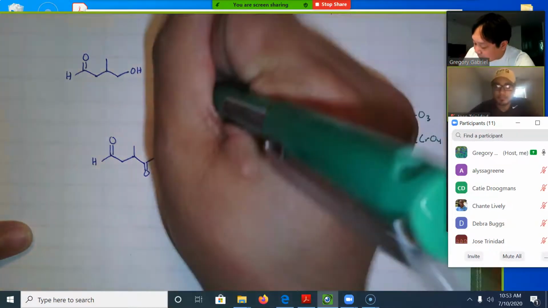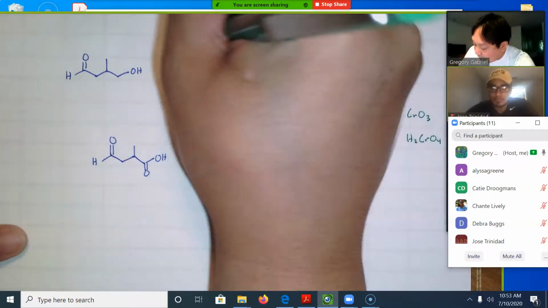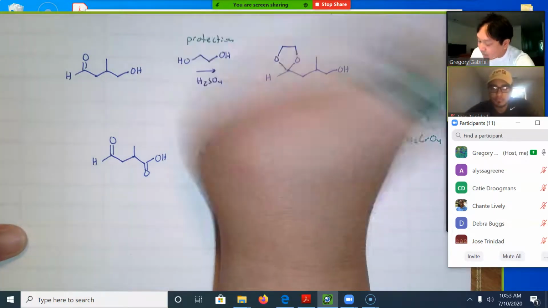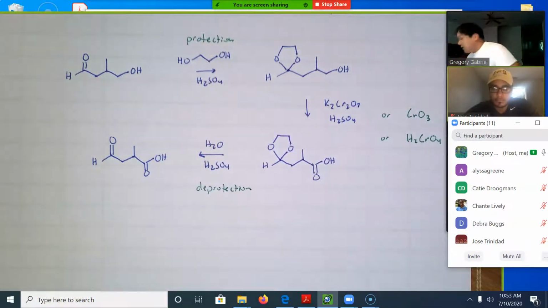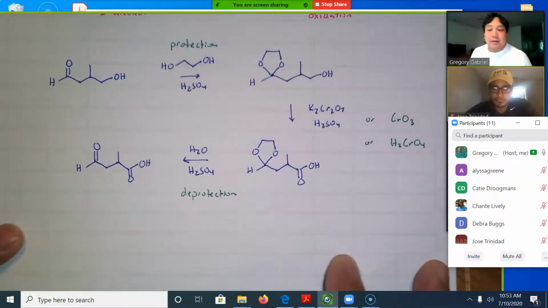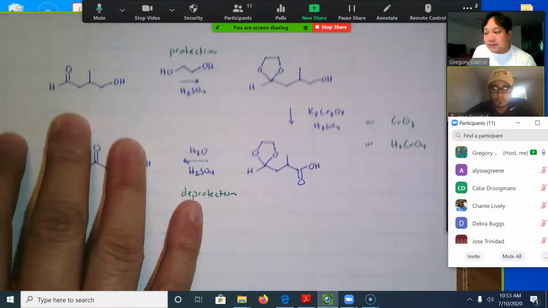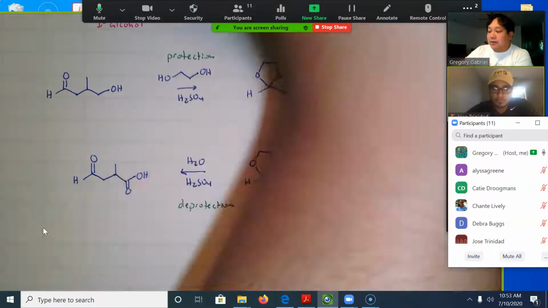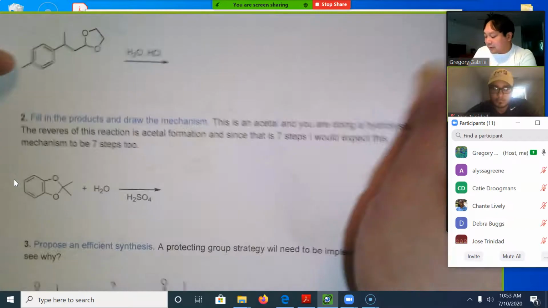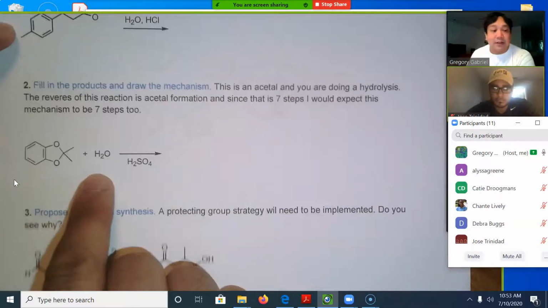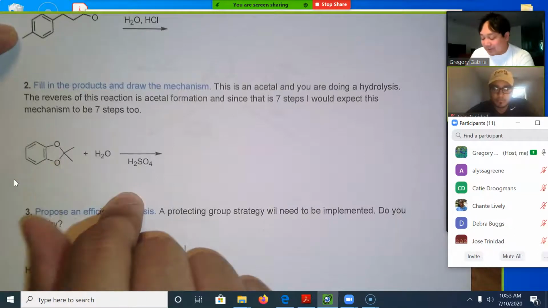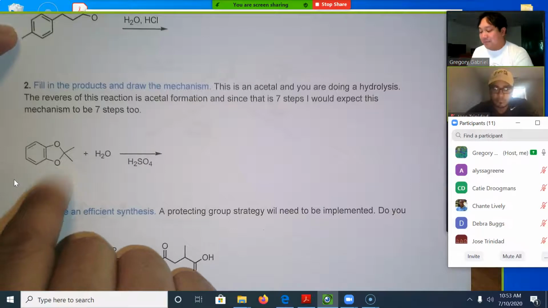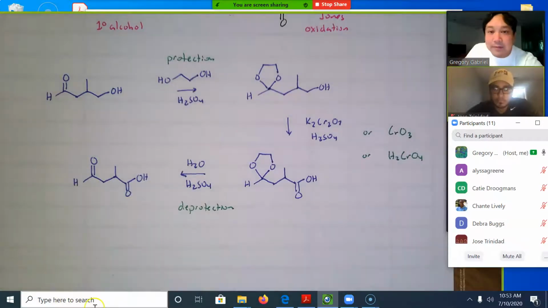In terms of notes, you don't have to put this when you draw the synthesis, but remember this is your protection step, and this is called deprotection. Alrighty, so that is all the problems. The only thing that we didn't do together, I don't want to do another mechanism, is this hydrolysis here. Okay. What is the first step in this hydrolysis? Protonation. Protonate this oxygen. Okay. All right, let me see if there are any questions.